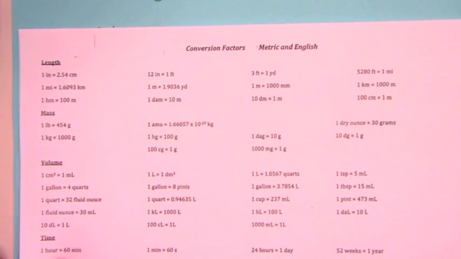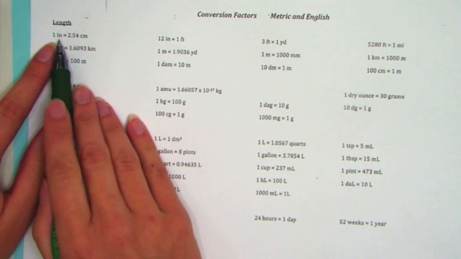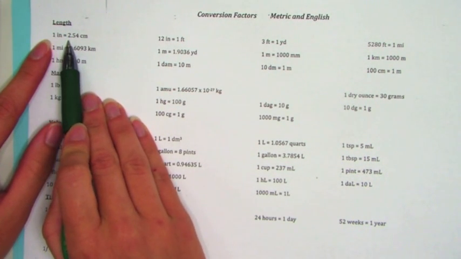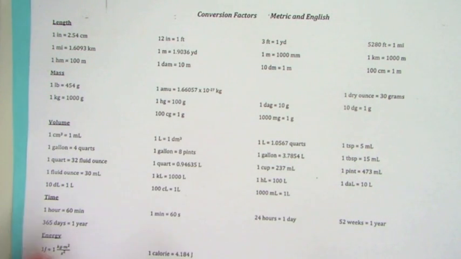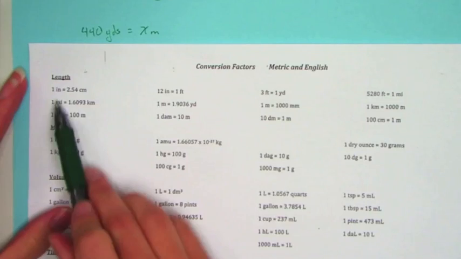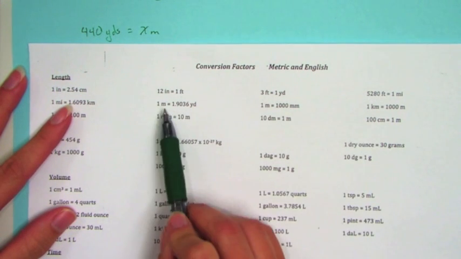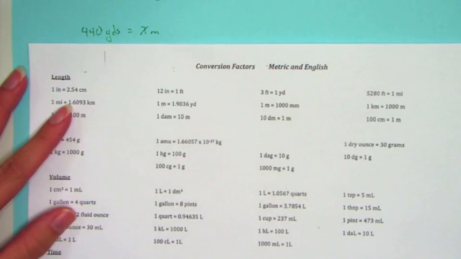So we can look at this handy sheet that I have here. I gave this to you in class, or you can find this on our Canvas page, but it just relates. For example, 1 inch is 2.54 centimeters, or 12 inches is 1 foot. So it's just comparing the measurements. We are looking at yards and meters, so if we look through here, we see that 1 meter is 1.0936 yards.